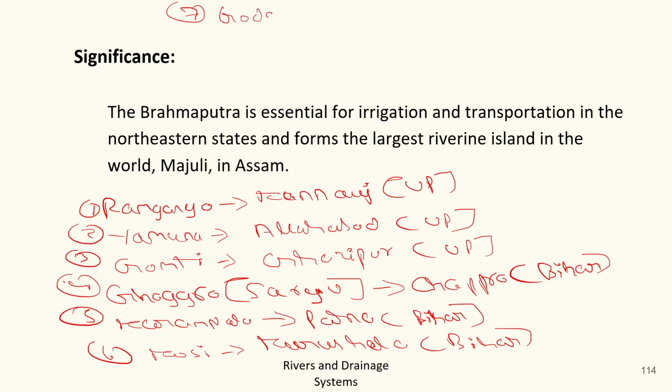Okay. The seventh is Godari Dhara, or basically you can call it Mahanadi, meets Ganga at Darjeeling, in Bengal.